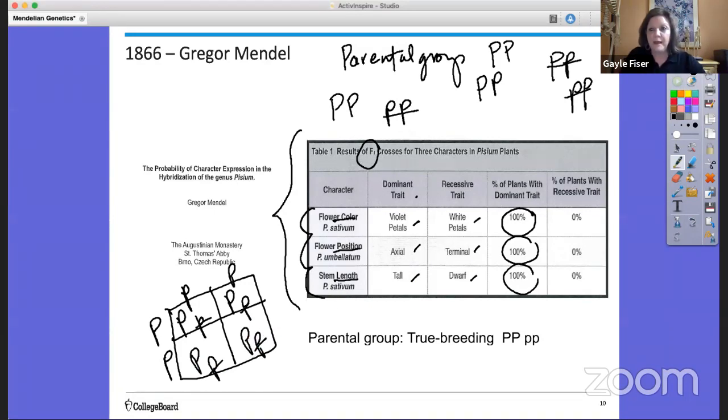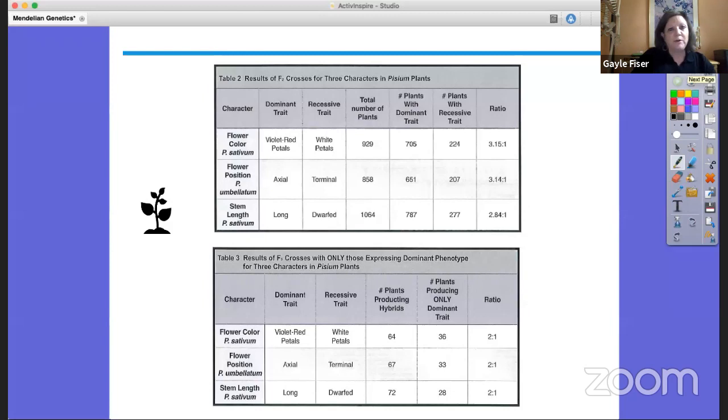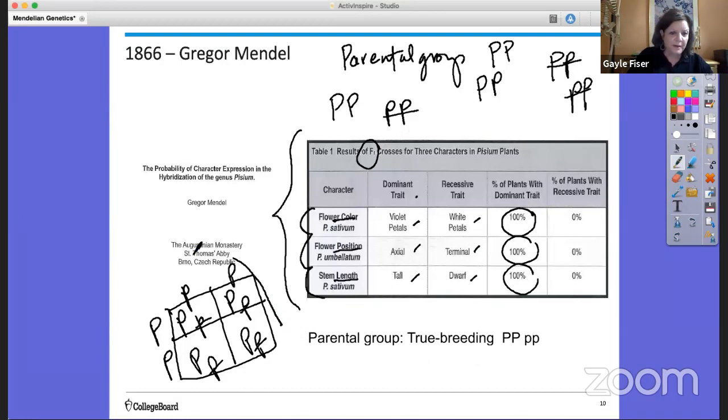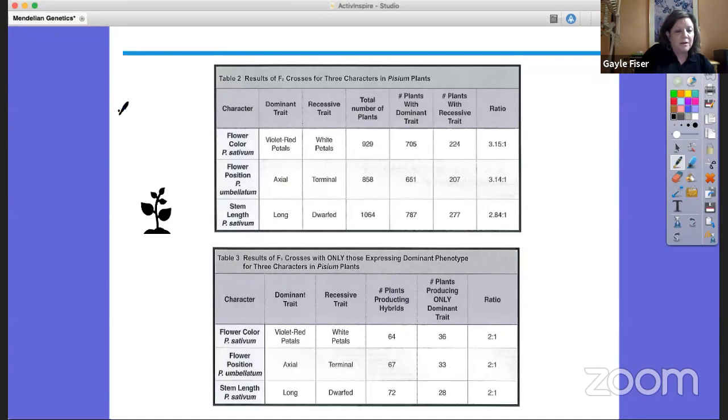Okay, now the next table is referring to his F2 crosses. So now he took the offspring of this F1, which we're now going to breed, and that's going to give us our F2. So you know where this is going also.